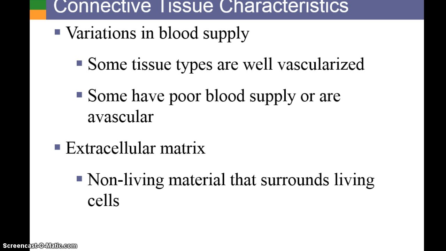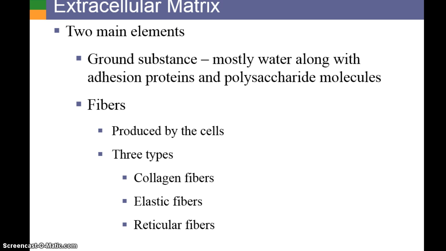We also know, bubble C, that some of these connective tissues have a poor blood supply or are avascular in nature. Connective tissues are also unique in bubble D in that they have an extracellular matrix, and this is something we'll go a little bit more in depth in the next day or so. But an extracellular matrix is a non-living material that surrounds living cells, and certain types of components fill those empty spaces.